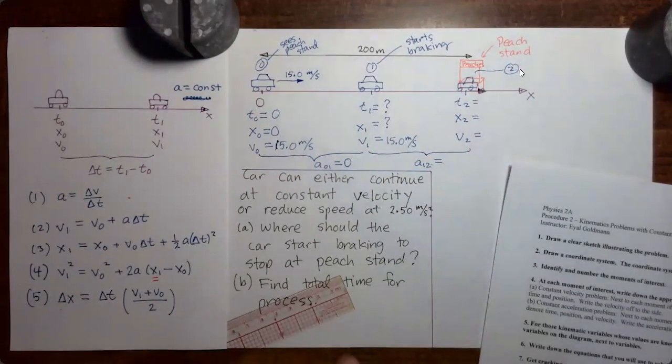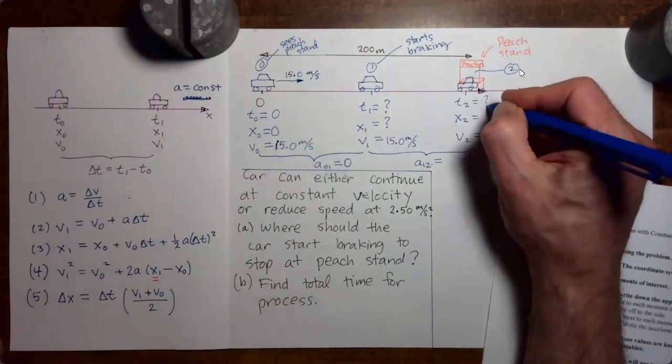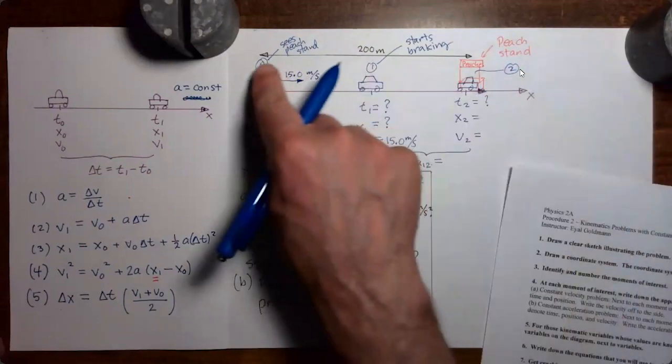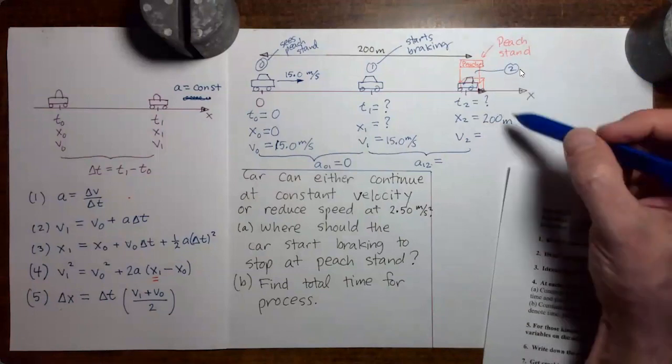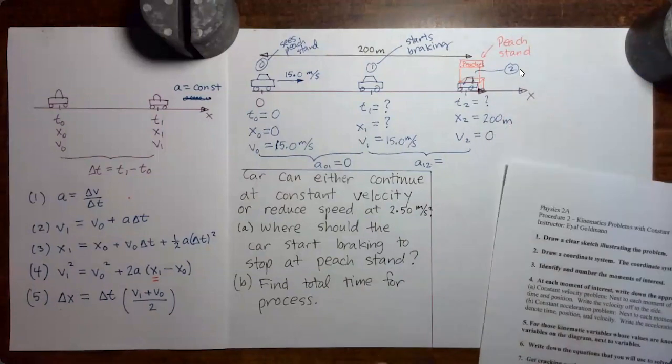Now, at moment 2, we don't know the time. The position is given, 200 meters. And at moment 2, we hope that the car has stopped, so we put a 0 there.